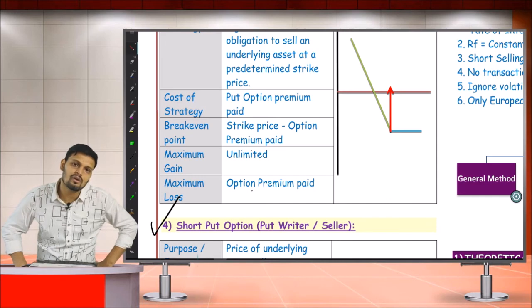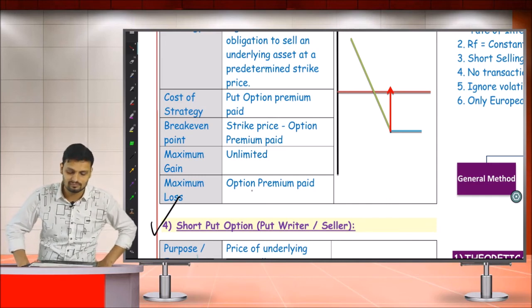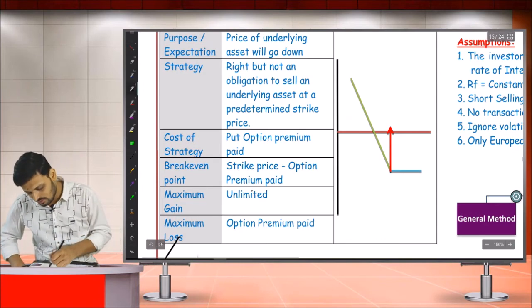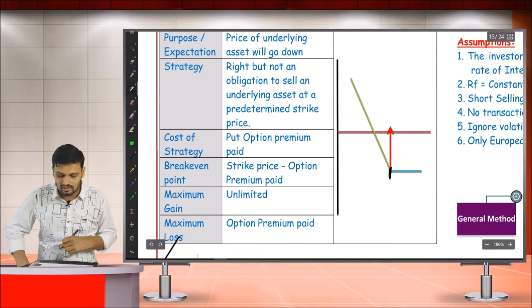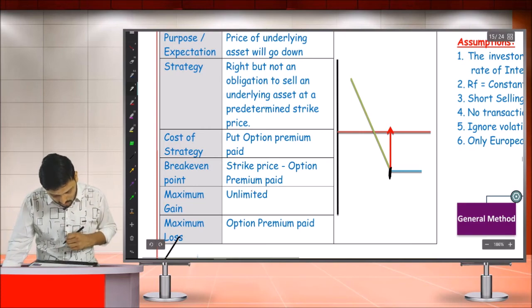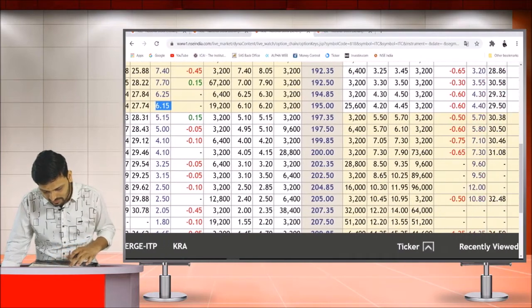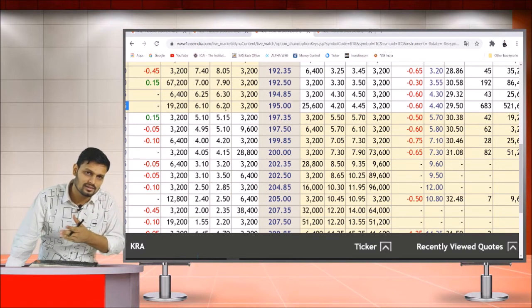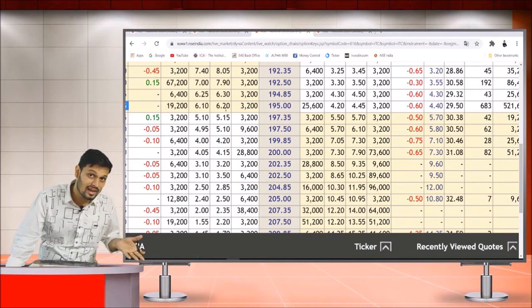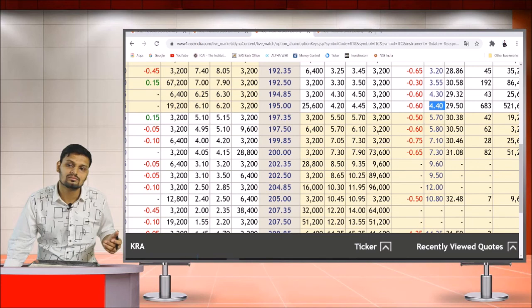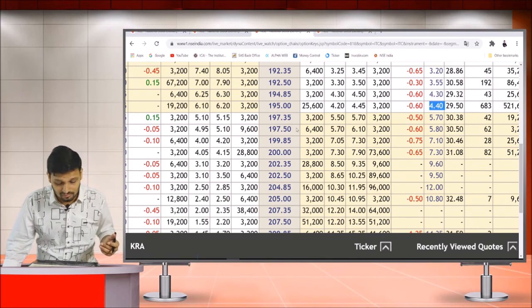Just the opposite of the call option buyer is the put option buyer. Let us say this is the point which he has paid. How many rupees did he pay? Let me take a put option example, the same example. Right now the price is 195. He wants to sell it at 190. Right now the price is 196. He wants to sell it at 195. That means out of the money. Out of the money, the premium will be less. How much is the premium? Only 4.40. Only 4.40 is the premium at 195.